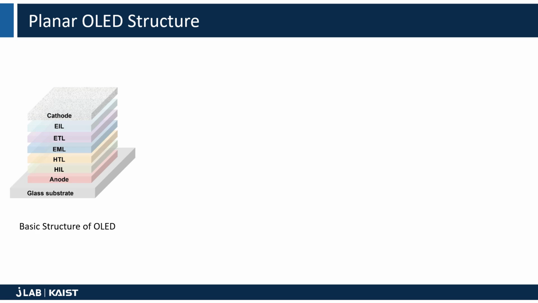An OLED device consists of several basic layers, as shown in the slide. The emissive layer, which is EML, is sandwiched between the hole transfer layer and electron transfer layer. Outside this, the hole injection layer and electron injection layer, anode and cathode are located. The entire structure is built on the substrate.